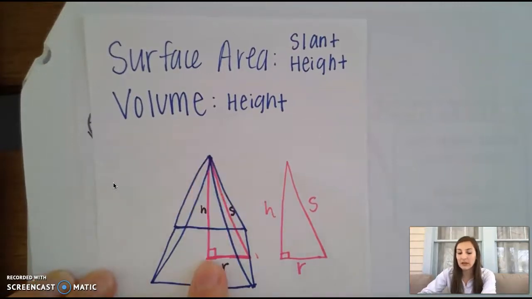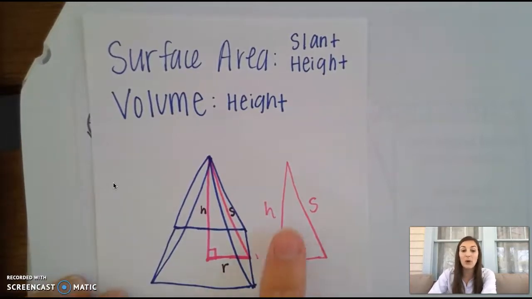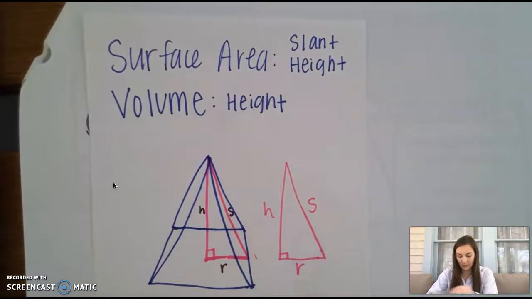If we look here, this actually creates a right triangle. So we can use the Pythagorean theorem. So I recreated this right here, where h is my height, s is my slant height, and r is half of the length of the base. So if I'm given just one of these, and I have my base, which is almost always given to us, we can then find one or the other. So we're going to talk about that today.